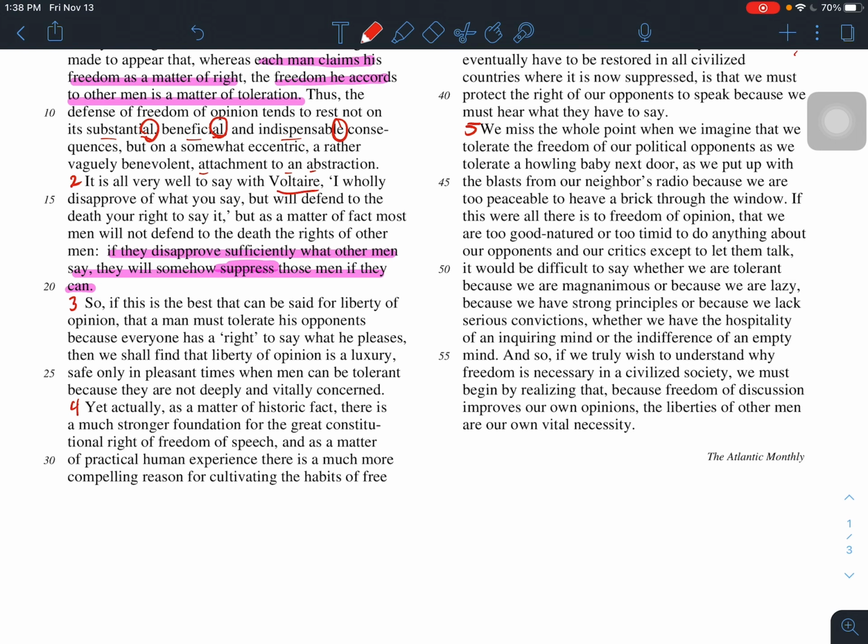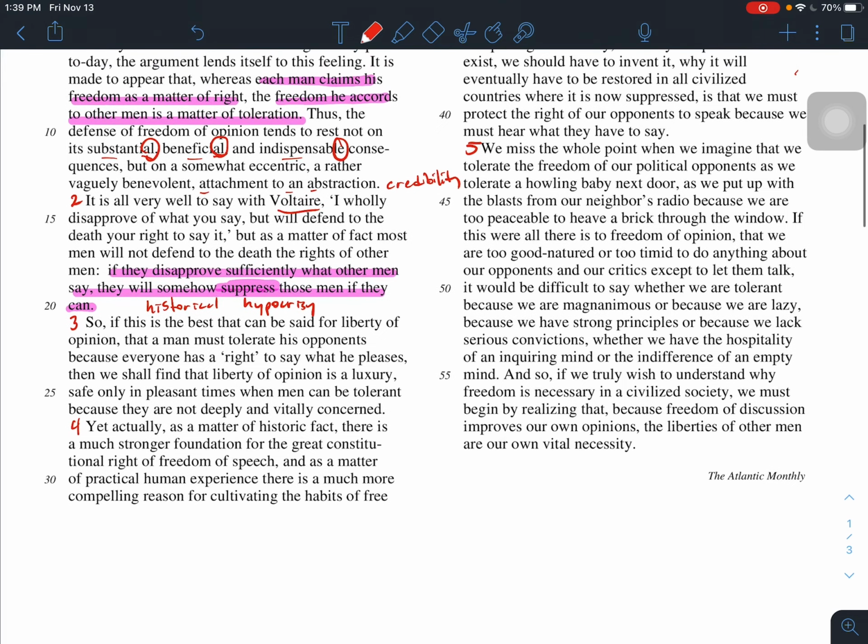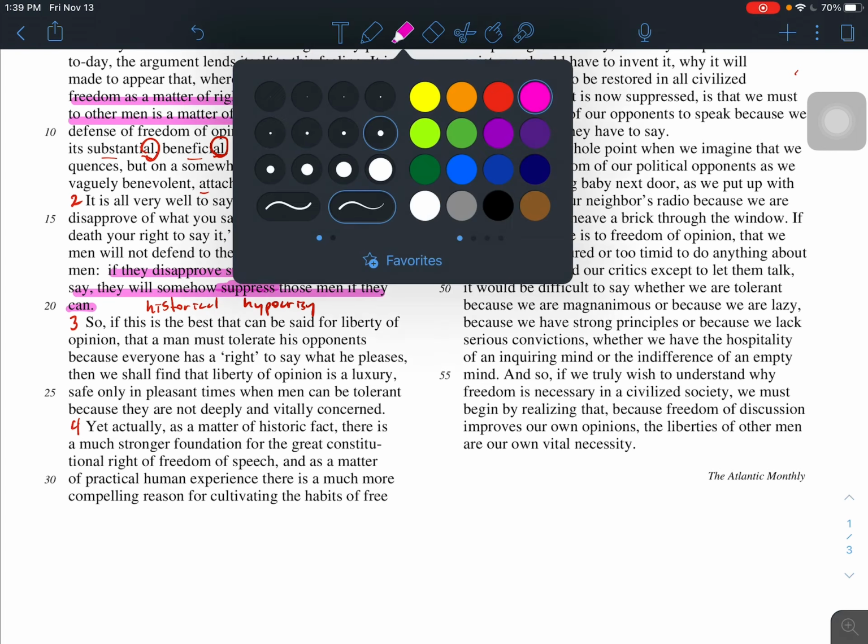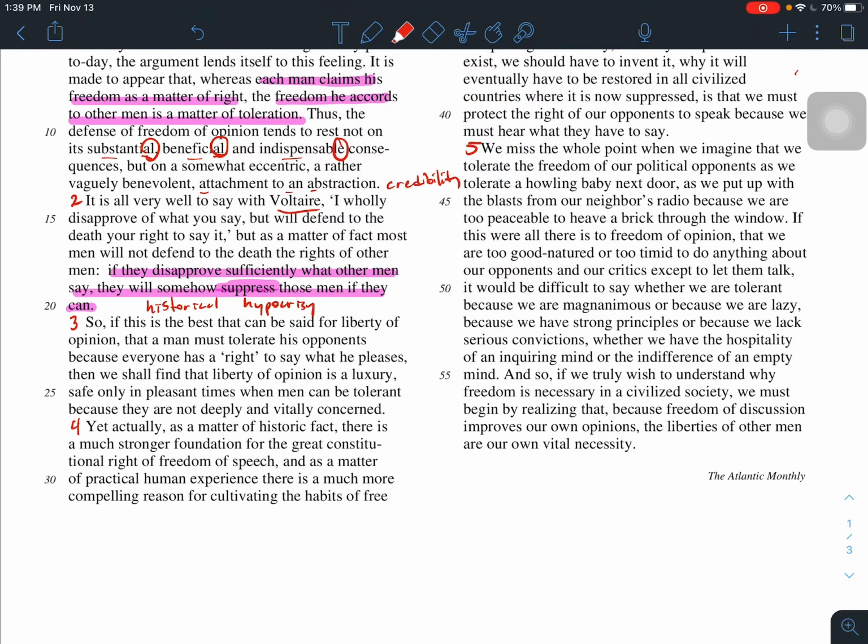The inclusion of Voltaire here is to improve credibility, but also to highlight this historical hypocrisy. He is saying this is a popular opinion. This opinion is very popular to say, but is hypocritical in reality, in that people do not actually do this.